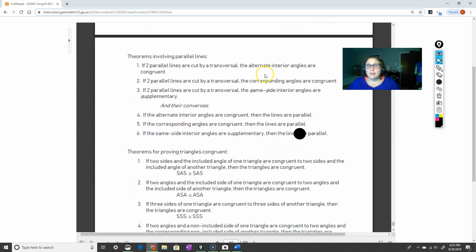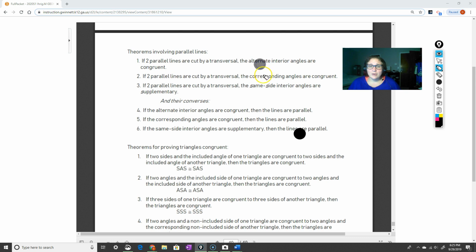Parallel lines, you've learned about alternate interior angles. You've learned about corresponding angles, same side interior angles are supplementary, and then vice versa. If you have alternate interior angles congruent, if you have corresponding angles congruent, if you have same side interior angles supplementary, then you have parallel lines. That's what all that is saying.